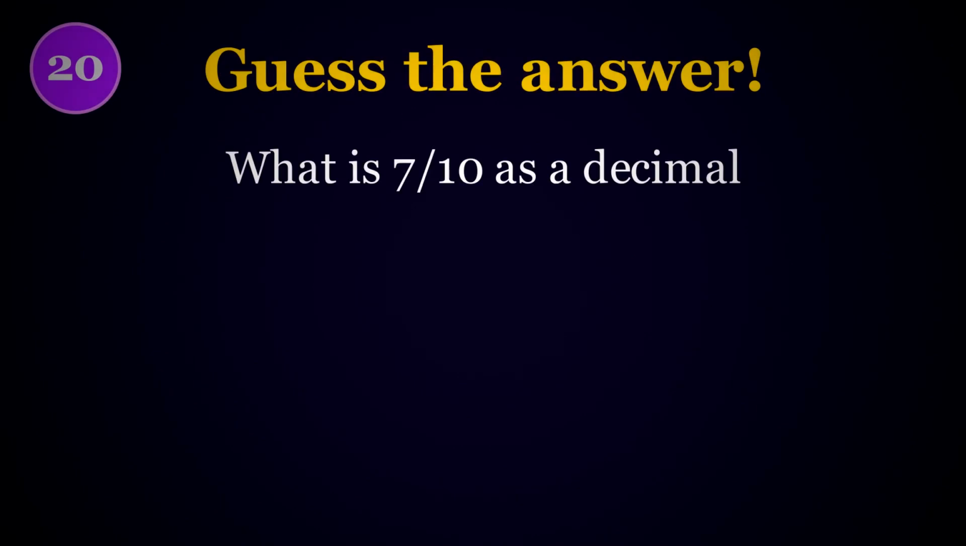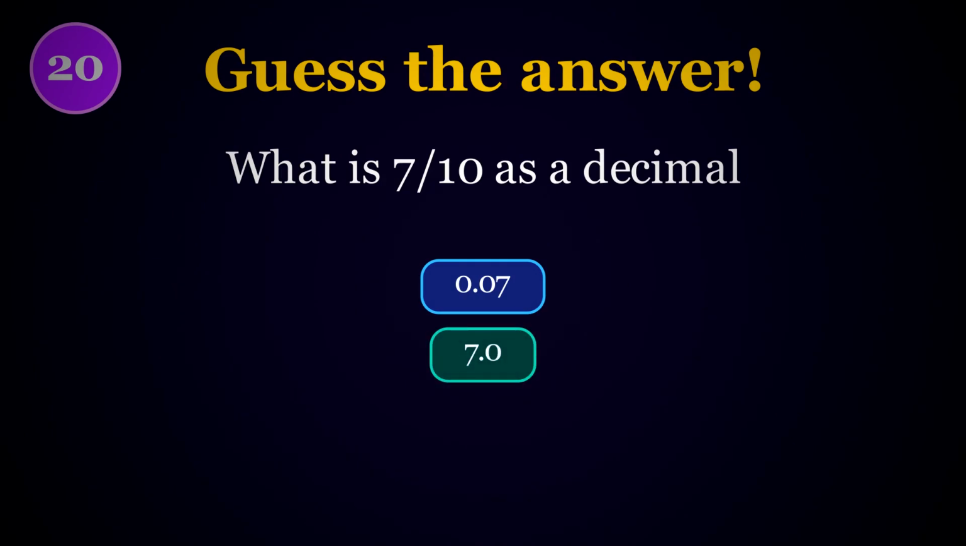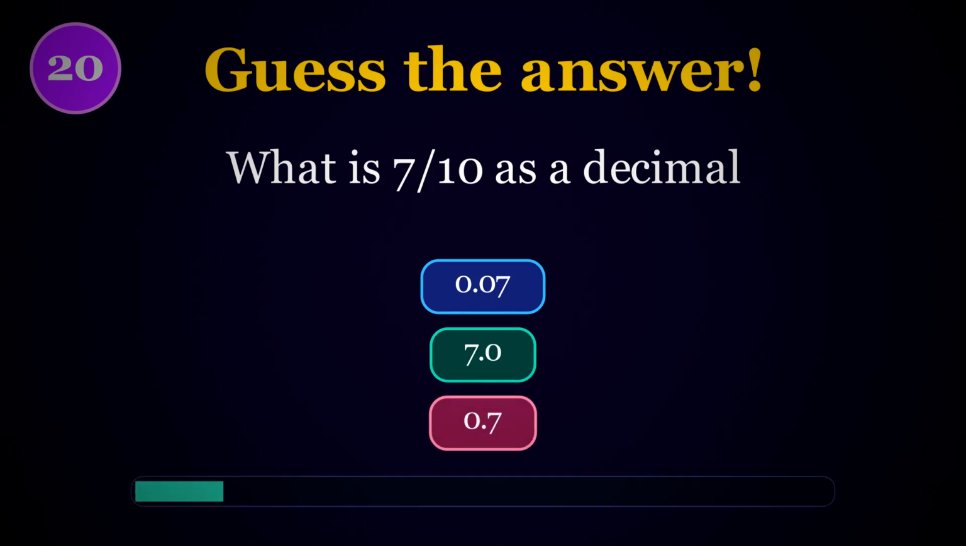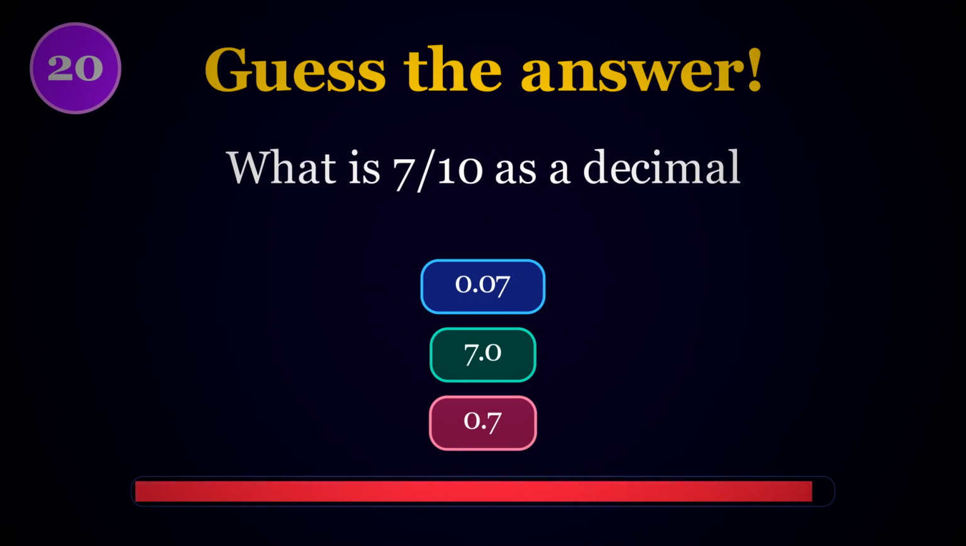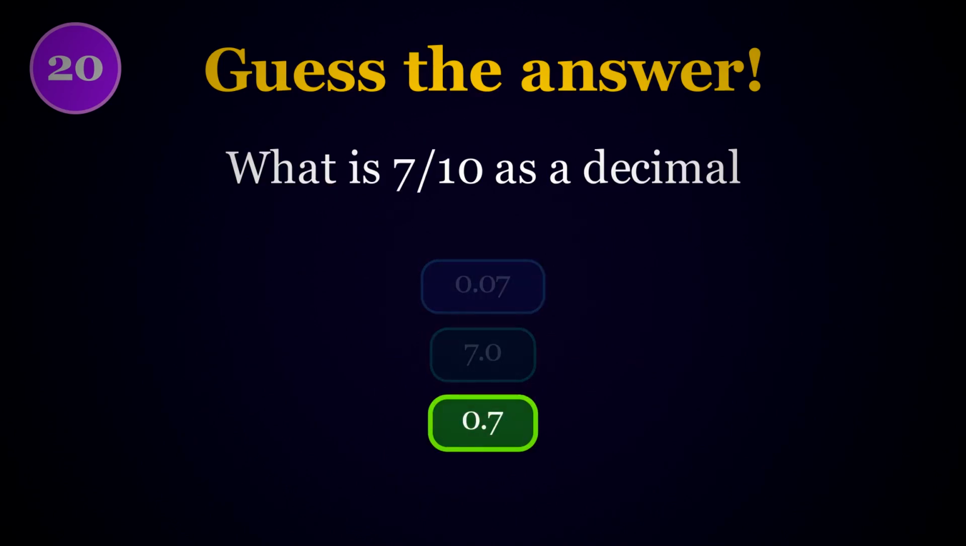What is 7 over 10 as a decimal? 0.07, 7.0, 0.7. The correct answer is 0.7.